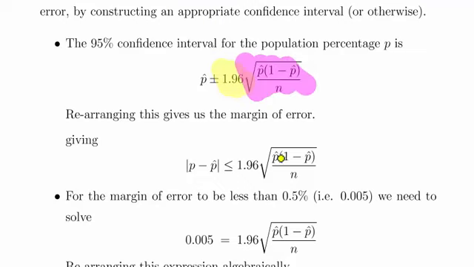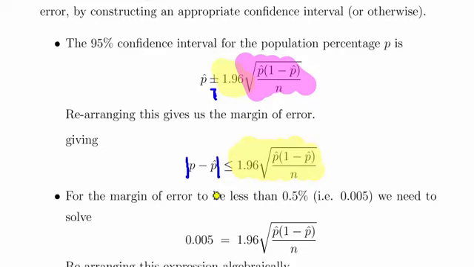Essentially what we're going to do here is rearrange that expression, and because we have a plus or minus there, we're going to use the absolute value signs. P minus P hat, that is the true value and the sample estimate, and essentially the difference between the two is our margin of error, and that has to be less than 1.96 times the standard error. So we have to rearrange this part mathematically.